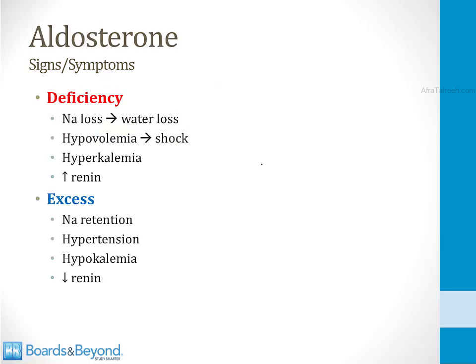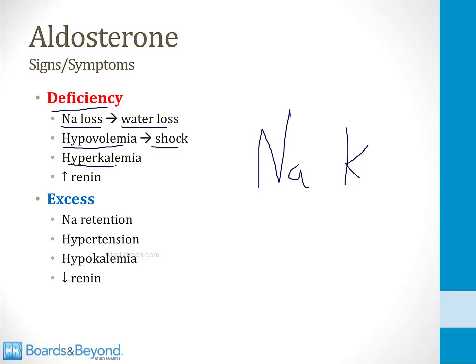For aldosterone, the signs and symptoms all depend on sodium and potassium. Remember that aldosterone promotes sodium retention by the kidneys and potassium excretion. So if there is a congenital adrenal hyperplasia syndrome where aldosterone synthesis is deficient, this will lead to sodium loss by the kidneys, and anytime sodium is lost in the urine, water follows. This will lead to hypovolemia and can progress to shock. In addition, there will be hyperkalemia because the kidneys are not excreting potassium normally. And then finally, renin levels will be up because the kidneys are trying to correct the deficiency, but they can't correct it because the adrenal glands are not normal and can't produce aldosterone normally.